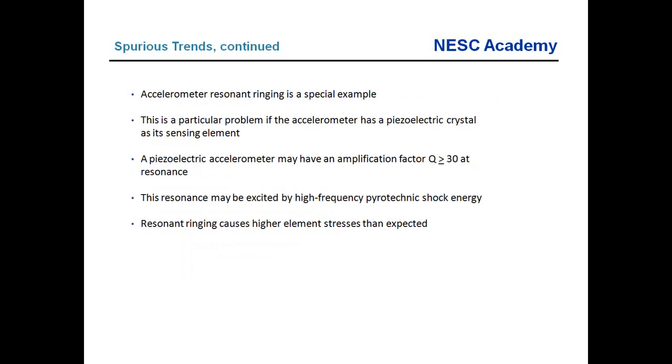Now, there's a particular type of error source that actually combines a couple of points from that previous list. And this is where the accelerometer's own natural frequency is excited. This is particularly a problem if it's a piezoelectric crystal accelerometer, although it can happen for other sensor types as well. And this piezoelectric accelerometer may have its amplification factor of Q greater than or equal to 30 at resonance. So this resonance can be excited by this high frequency source energy, and that creates a spurious output. And some of the effects of that spurious output actually show up at the lower frequencies. We'll talk more about that shortly.